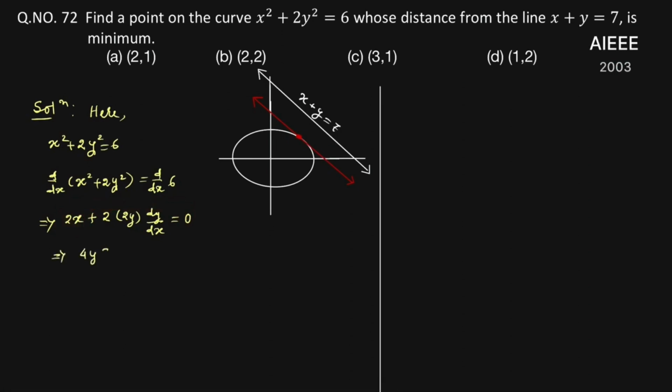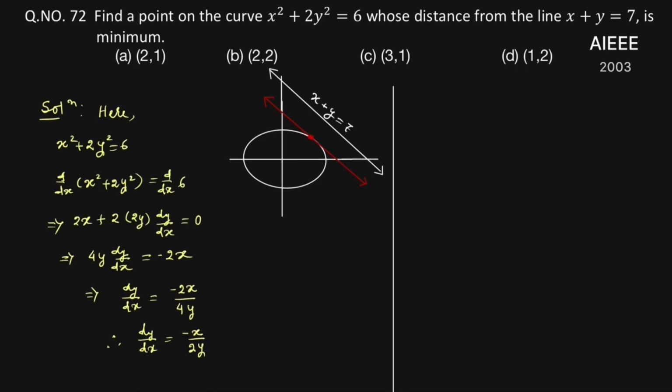Now we take 2x from the left hand side to the right hand side. Then we are able to write this as 4y dy by dx, which is equal to minus 2x, which we write as dy by dx equal to minus 2x divided by 4y. Therefore, dy by dx we are able to write as minus x divided by 2y.